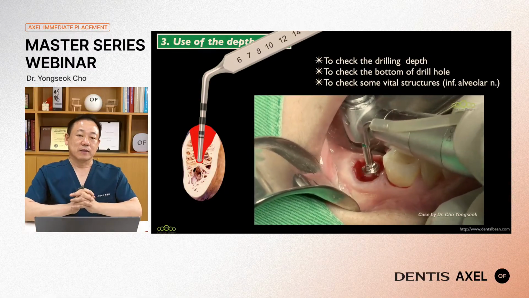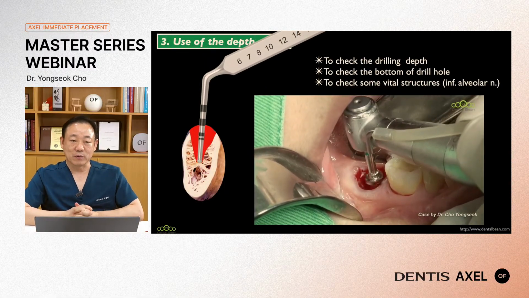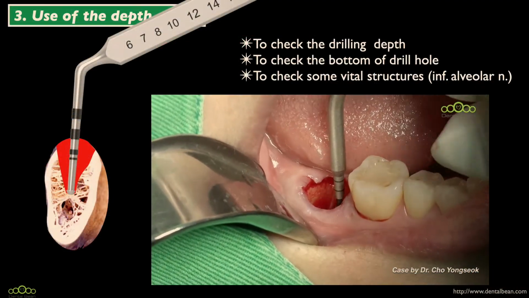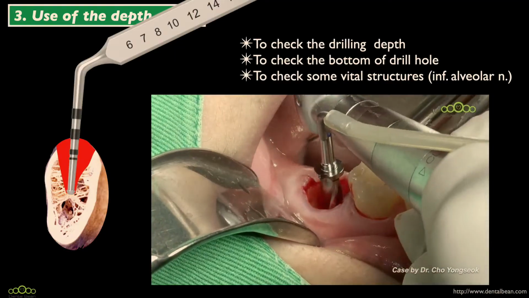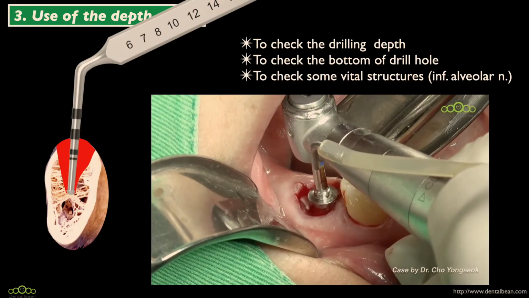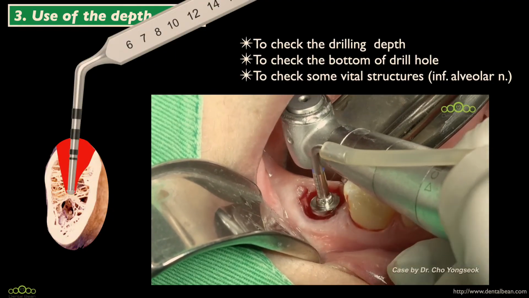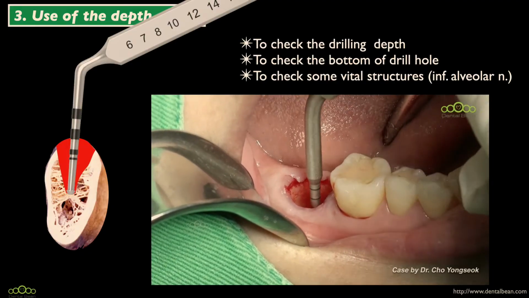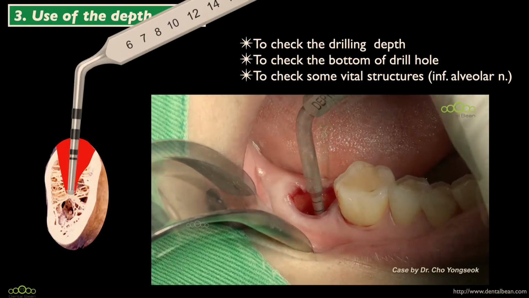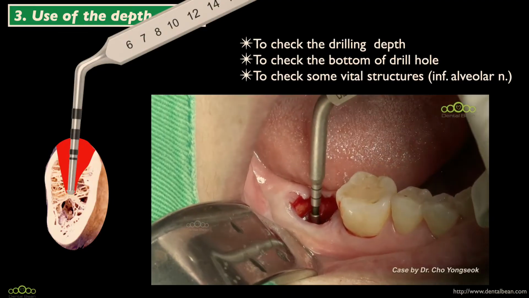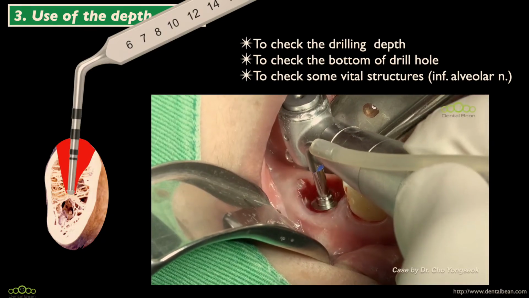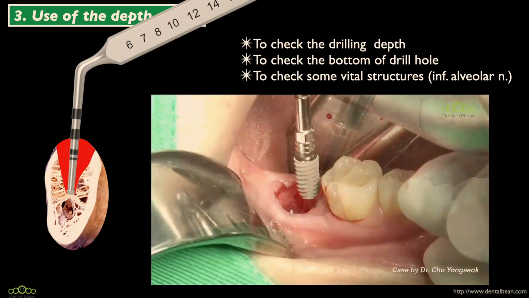The depth gauge is a really important tool to me when I place implants, especially in immediate implant surgery. To check the drill depth, to check the bottom of the drill hole, to check some vital structures, the depth gauge is very useful, and you must use it every time after drilling. One drill, one depth gauge is my rule.